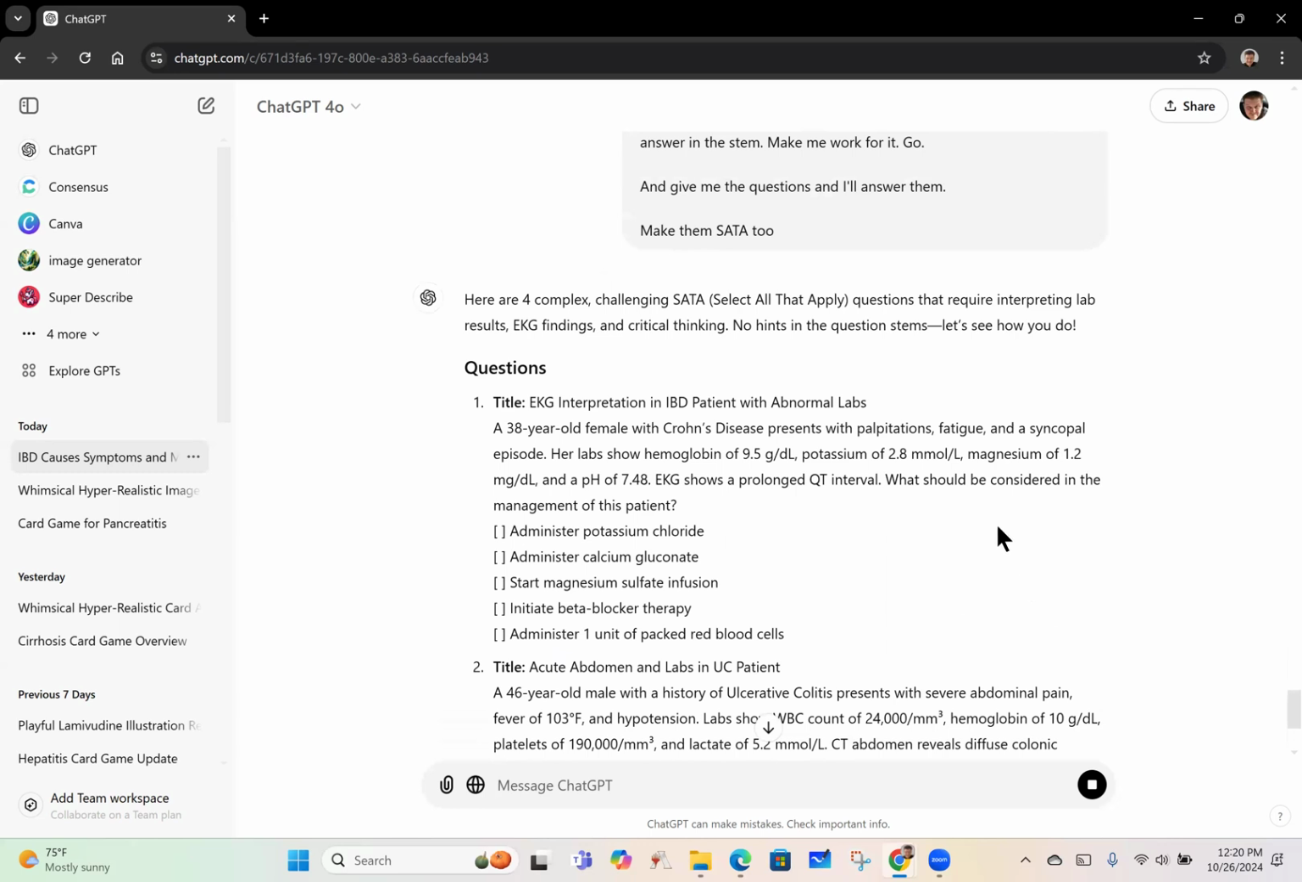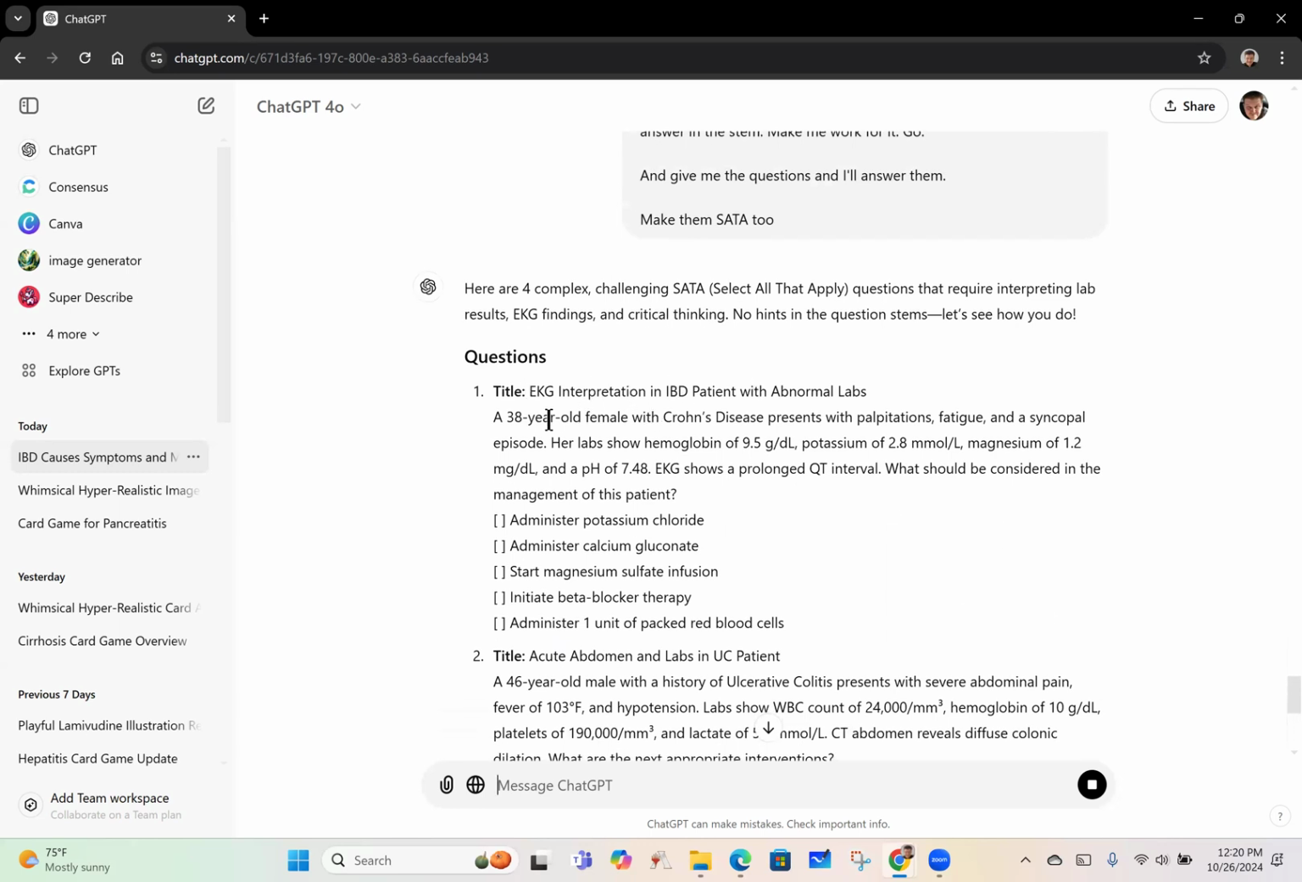All right, so EKG interpretation with abnormal labs. A 30-year-old has Crohn's disease, has palpitations, fatigue, single episode. Labs show hemoglobin 9.5, K 2.8. And again, for the Next Gen NCLEX, they give you the normal results, so I would give you the normal results as well. For electrolytes, you can argue like ABGs and electrolytes, you should know normals. That should be a safe thing. I think that's something we agreed upon. That's something you should know the normal values for, but I give it to you. Hemoglobin is 9.5, which is low. K is 2.8, max 1.2, which is low. pH is 7.48, which is alkalotic, which happens when you, what?